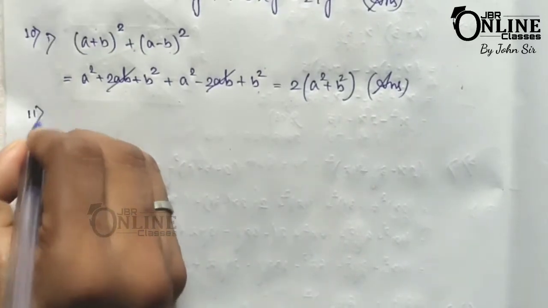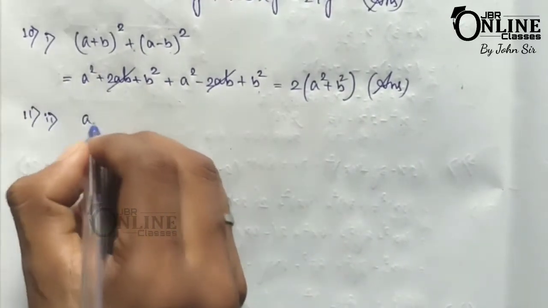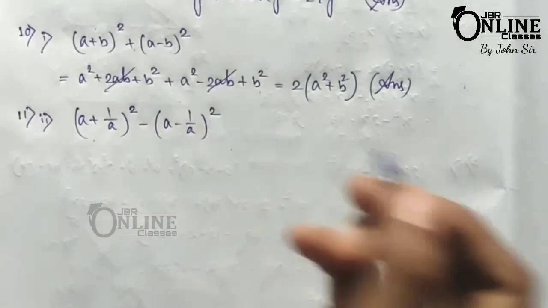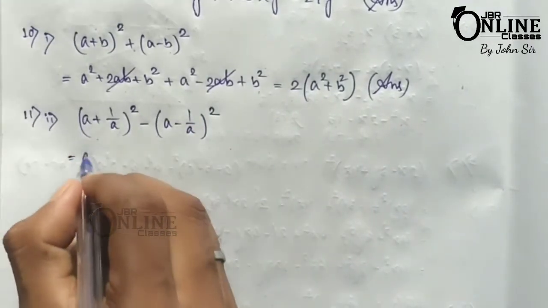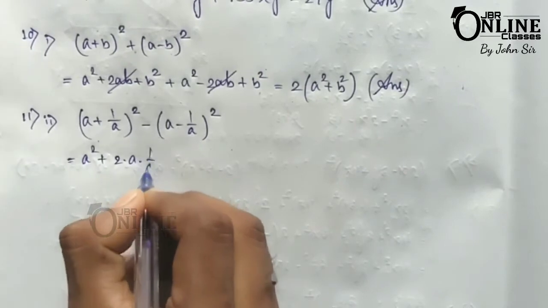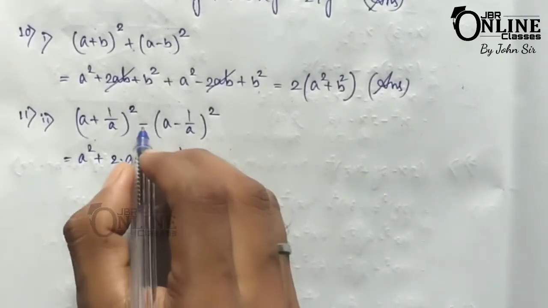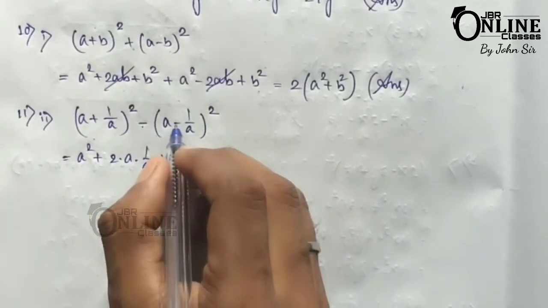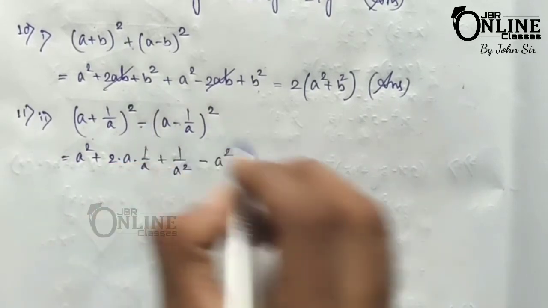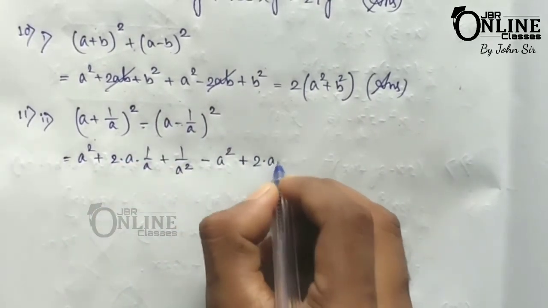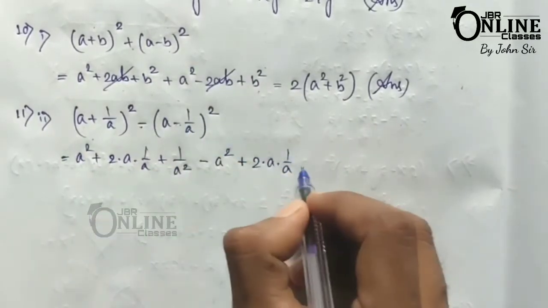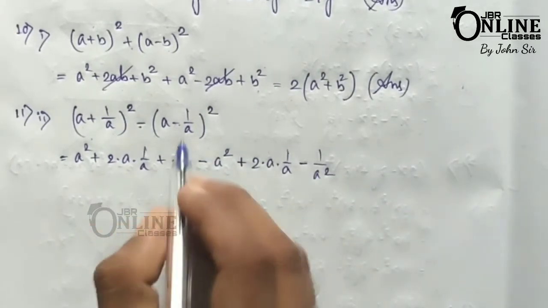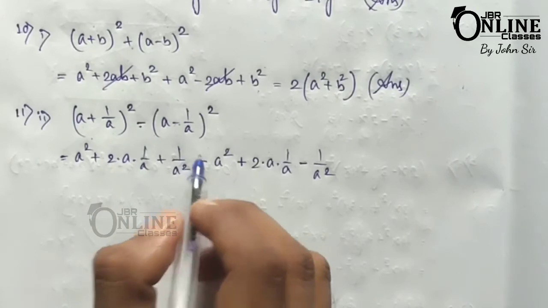Now similarly 11 (2). So 11 (2) is (a plus 1 by a) whole square minus (a minus 1 by a) whole square. So the same formula, the a plus b whole square formula. So a square plus 2 into a into 1 by a plus 1 by a square. Here minus. Okay, remember that here minus. So minus a square. Now minus 2a into 1 by a, as minus is outside, so minus into minus becomes plus. So I write down here plus 2 into a into 1 by a, and here plus 1 by a square, but as minus is outside of this bracket, so here minus 1 by a square.